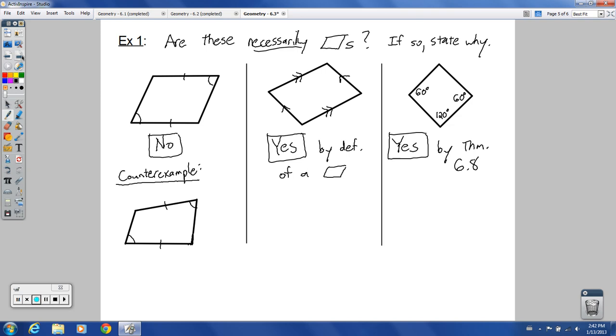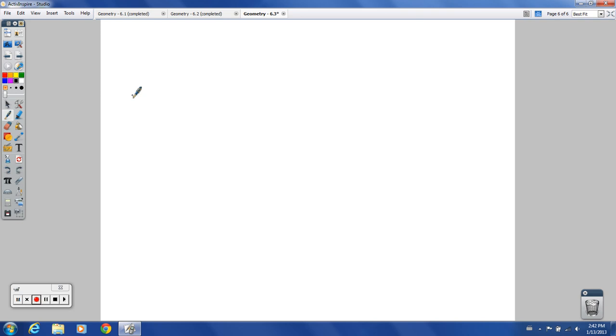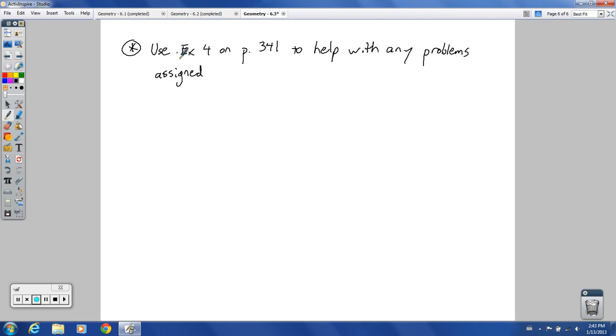And so with that, I'm just going to write down one more thing here, and I want you to write this down as well. To use example 4 on page 341, sorry, to help with any problems assigned in this range. So if I assign any of these problems from 21 through 26, check that out in your books on example 4, page 341. Use that to help you.